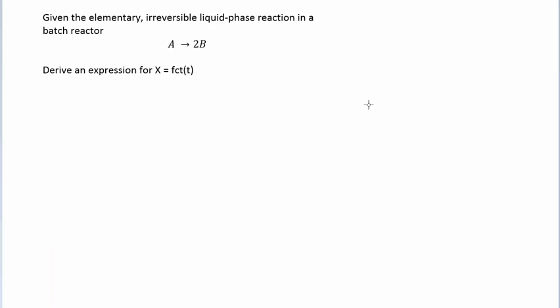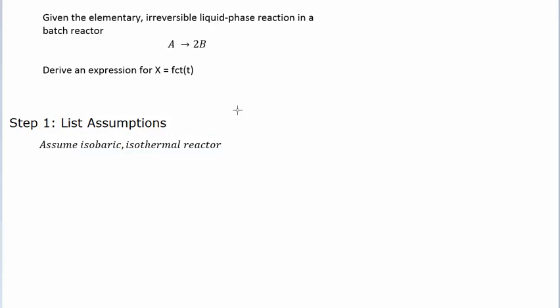So how would you go about solving this problem? Well, I'm going to tell you. The first thing you're going to do is list all of the assumptions that go into the problem. And half of these are going to come from the problem statement. The one that we need to assume right now is that the reaction and the reactor are both isobaric and isothermal. This simplifies our treatment of the reactor. You'll see in a bit. For now, take this with a grain of salt, but we'll visit this assumption again in a little bit.